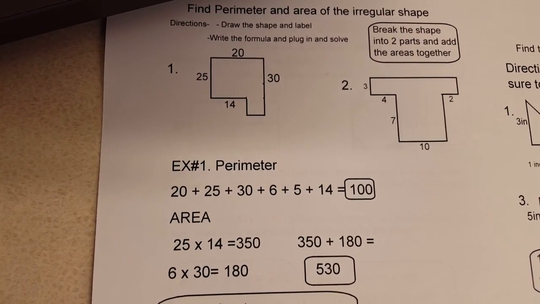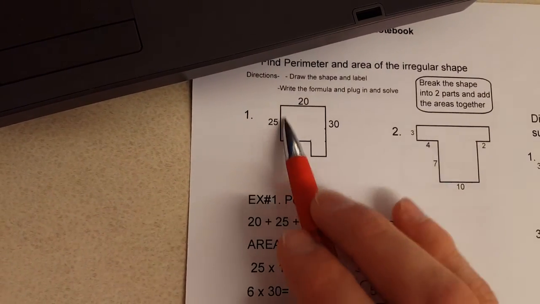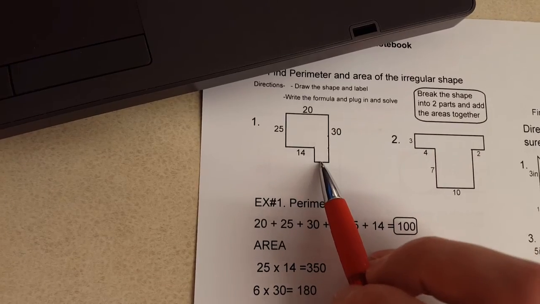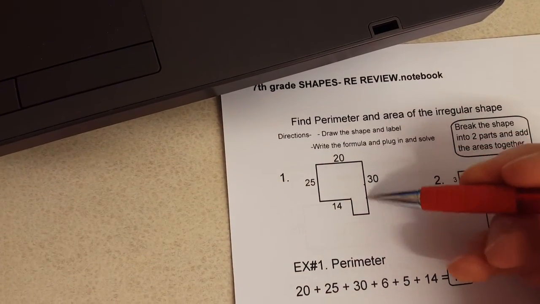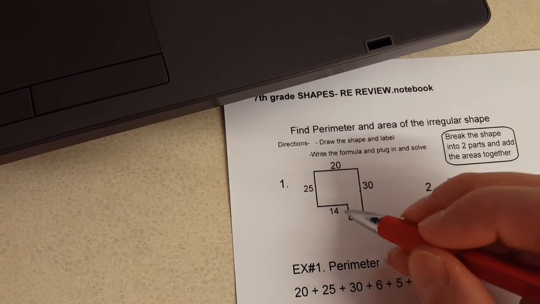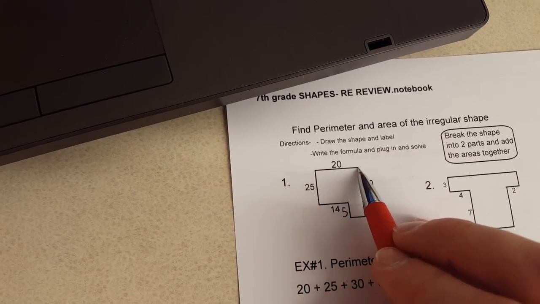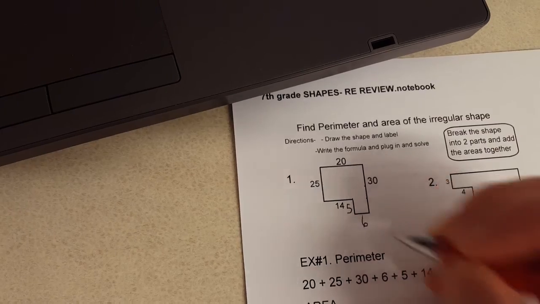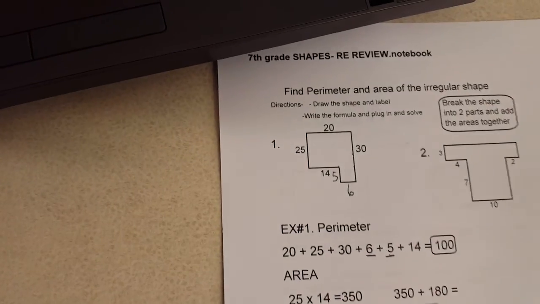Now these ones, we're finding the perimeter and the area of the irregular shape. Some people had the problem where when you're finding the perimeter, you have to add up all the sides. A couple of the sides are not labeled. So you have to realize if this whole thing is 30 and this part's 25, this part is 5. If this whole part's 20 and this part's 14, this part is 6. So that's where the 6 and the 5 come from to get your 100.